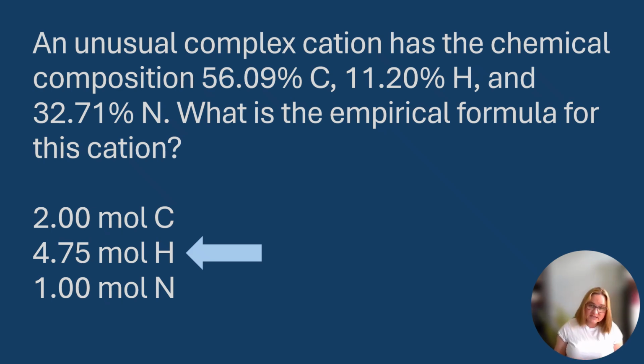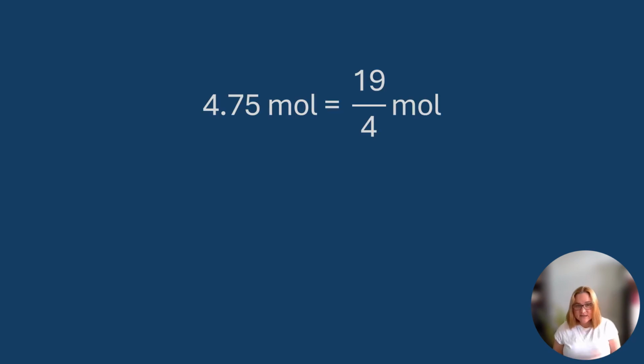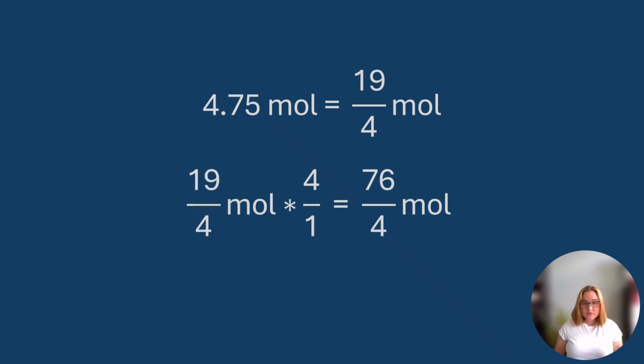And this is a great time to warn again about not carrying enough decimal places through your calculation. If you skimp on that in this case, you might be even more tempted to round and be further off from your actual empirical formula ratio. 4.75 moles is the same as the semi-wonky fraction 19/4. If you multiply this fraction by 4, you'll just end up with 19.